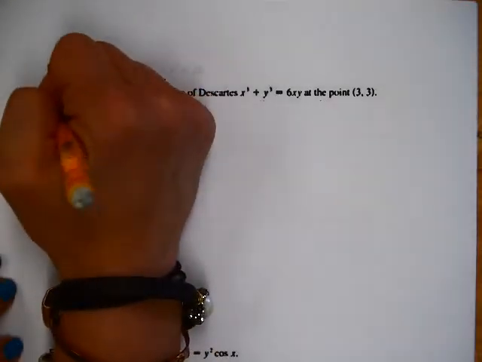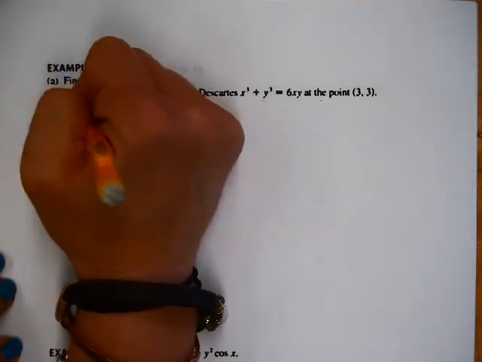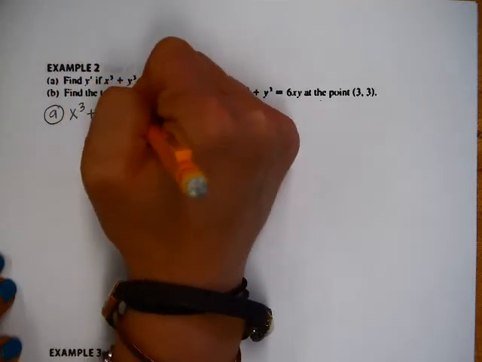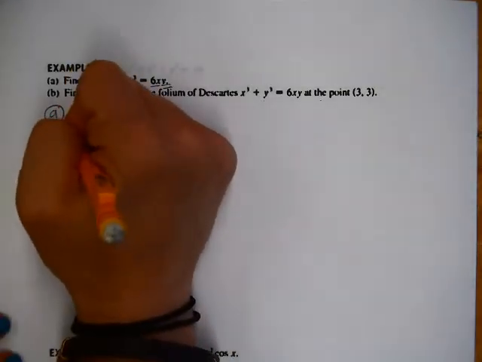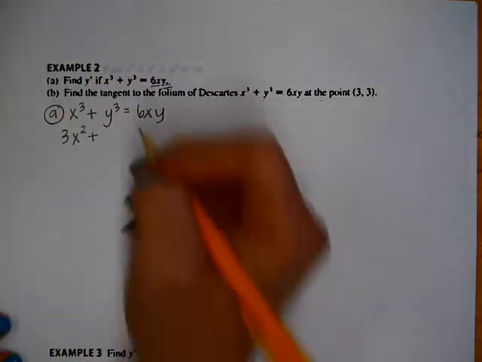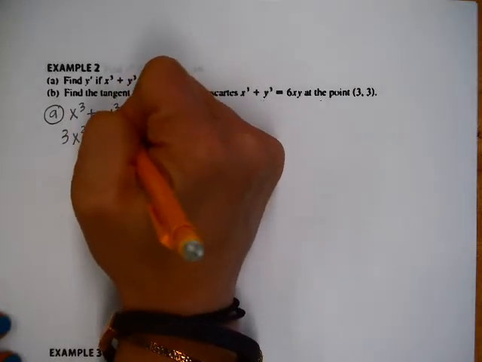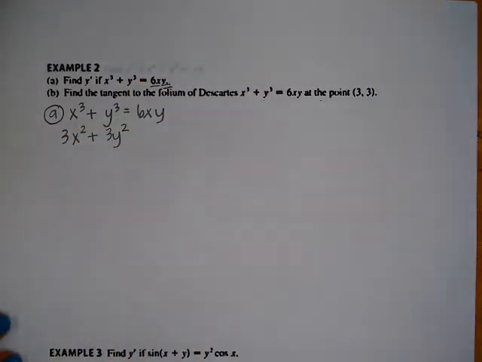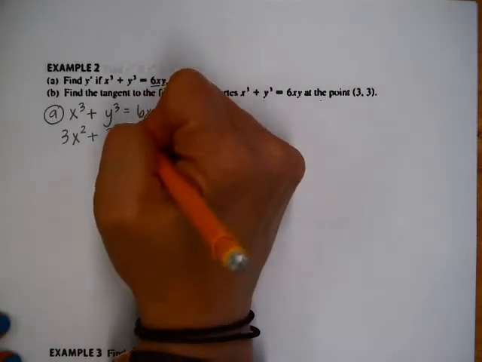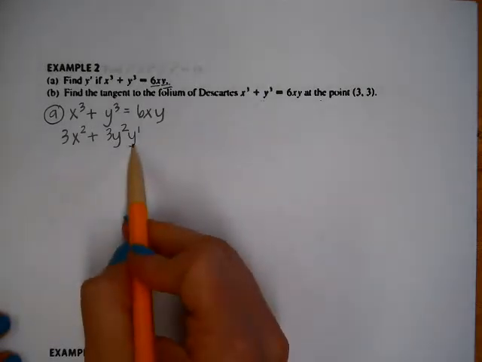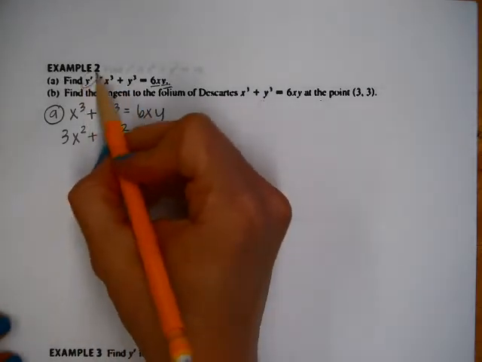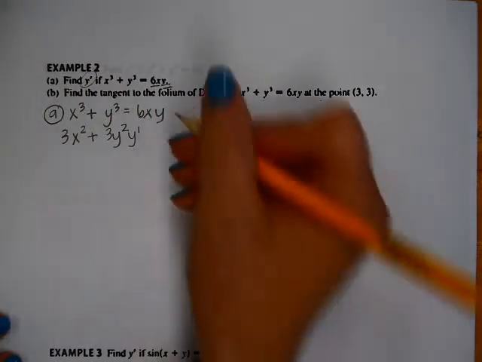So here we go. I'm just going to rewrite the problem. And I have x cubed plus y cubed equals 6xy. Alright, so the derivative of x cubed is just going to be 3x squared. The derivative of y cubed is going to be 3y squared. But remember, when we take the derivative of a y, we have to tack on y prime or dy over dx. And the only reason I'm using y prime versus dy over dx, like in example 1, is because they use y prime here. Okay?